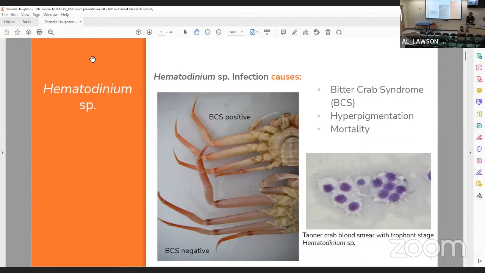Hematodinium causes a disease referred to as bitter crab syndrome, alters the appearance of an infected crab, and also eventually results in mortality. So far, two distinct clades of Hematodinium have been identified, clade A and clade B. This study focuses on a clade of Hematodinium, which is an unclassified genus of Hematodinium distributed across the Northern Hemisphere.